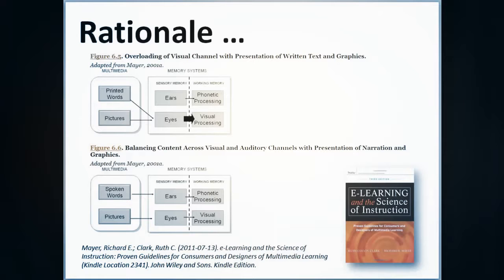Here's the rationale for the principle. Mayer suggests that when we have printed words and pictures, there's emphasis on the use of the eyes and sensory memory and visual processing and working memory shown here in figure 6.5 from the text.